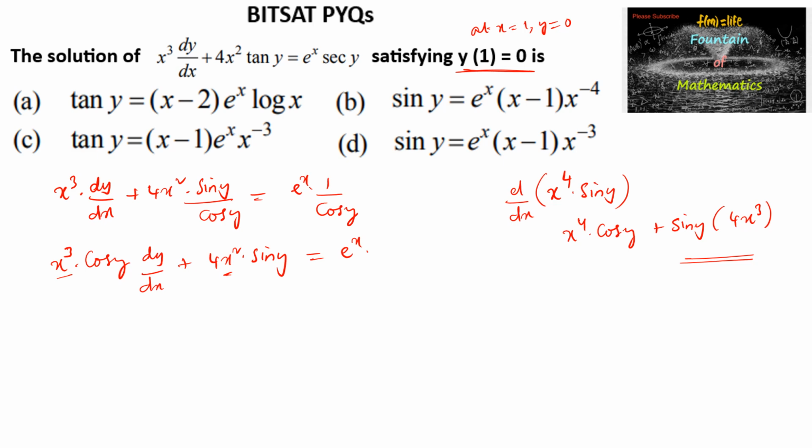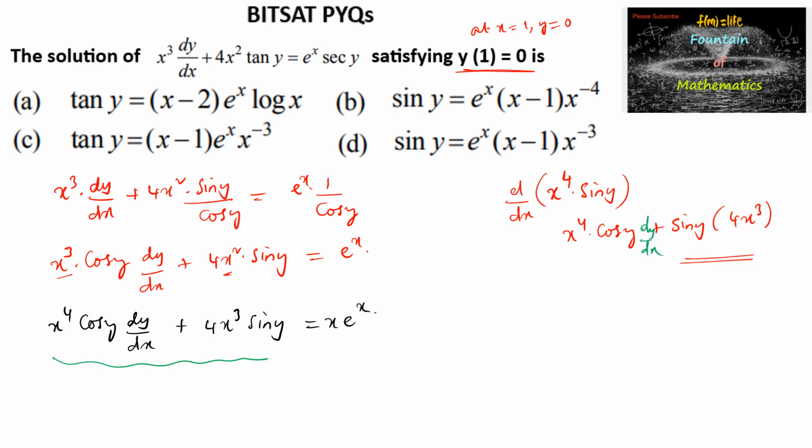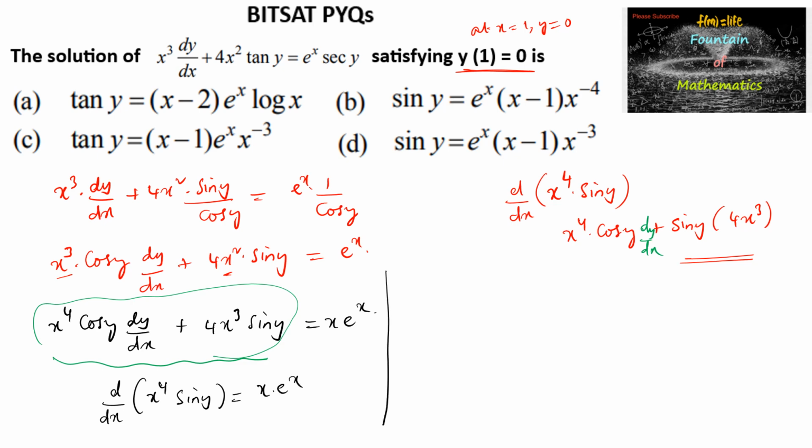So let us multiply both the sides with x. So you'll get x power 4 cos y dy by dx plus 4x power 3 sin y is equal to x into e power x. And here we can see that x power 4 cos y dy by dx, here dy by dx will come, plus sin y into 4x power 3 is nothing but d by dx of x power 4 sin y is equal to x into e to the power of x. And on integrating d by dx of x power 4 sin y dx is equal to integration of x into e power x dx.